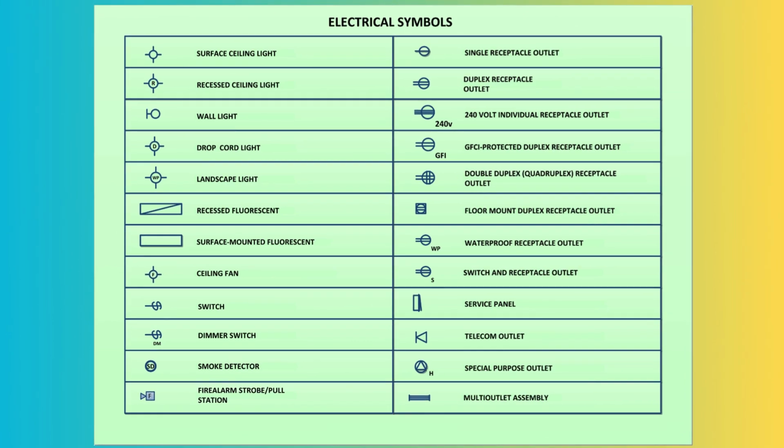This drawing displays a table of electrical symbols used in design plans, including lights (ceiling, wall, fluorescent), outlets (single, duplex, GFCI, waterproof), switches (standard, dimmer), smoke detectors, service panels, and telecom outlets. It serves as a reference for interpreting electrical layouts.